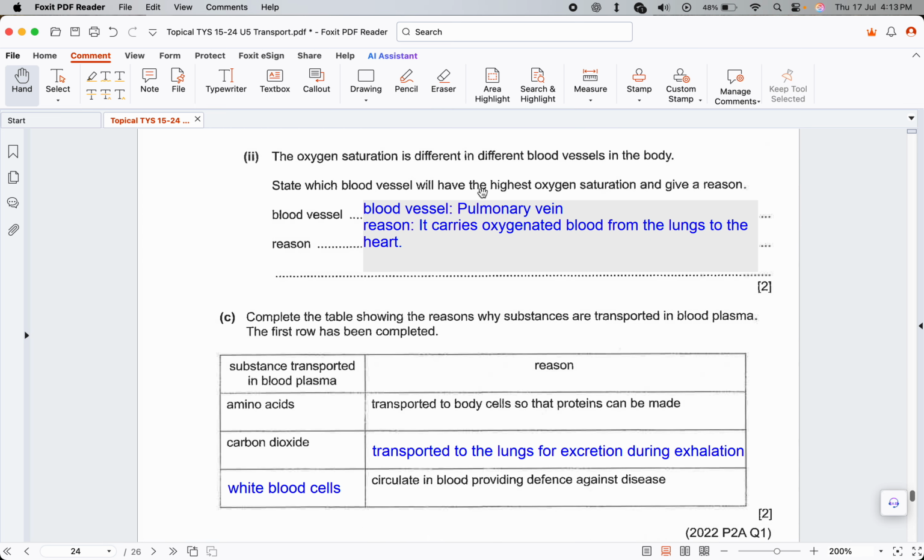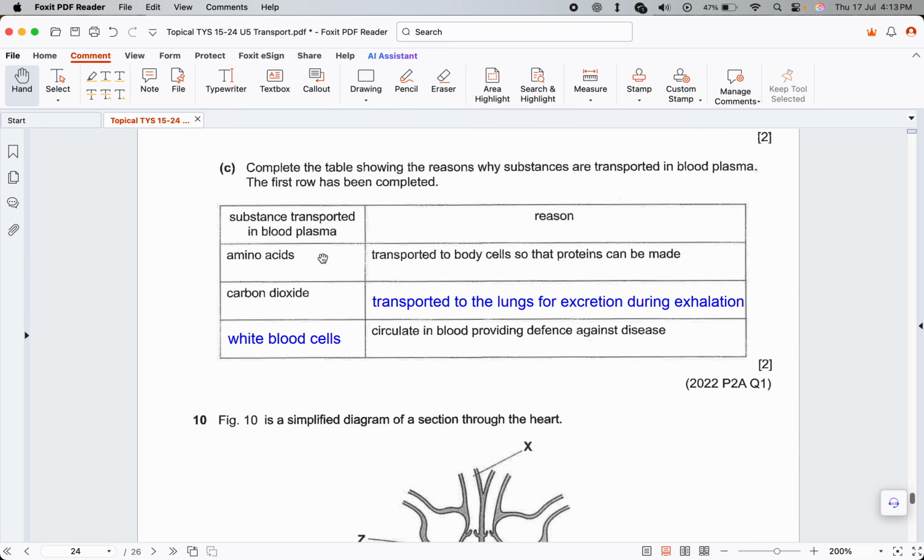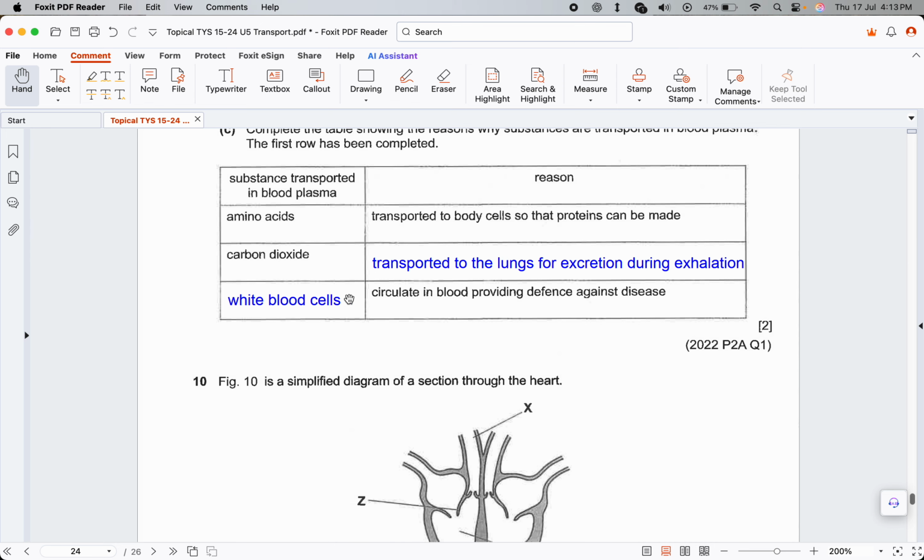Okay, so which blood vessel has the highest oxygen saturation will be a pulmonary vein because it has just received all this oxygenated blood directly from the lungs, and it has not passed through many cells yet, so it has a high concentration of oxygen. Okay, these are basic questions. You should not be getting this wrong. Right, carbon dioxide is transported to the lungs for excretion during exhalation, and the white blood cells will circulate in the blood, provide defense against disease.